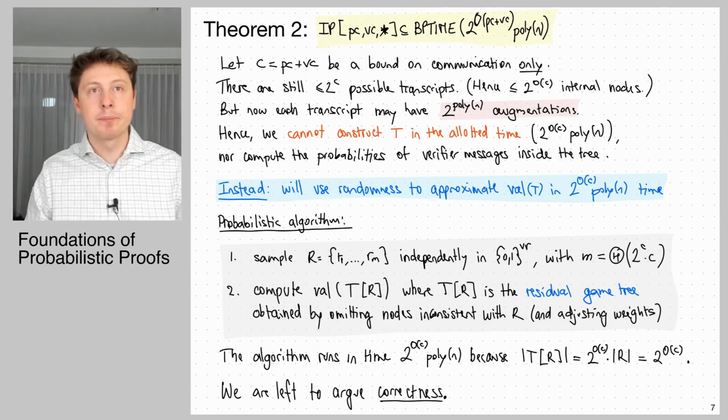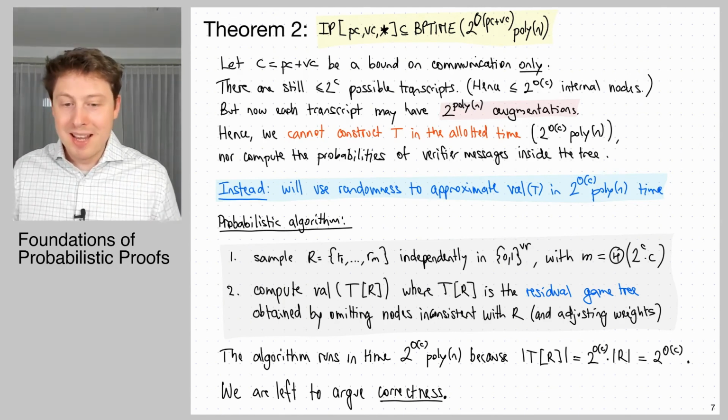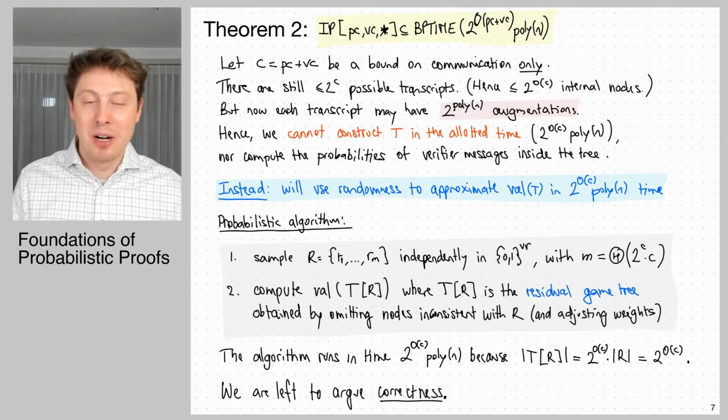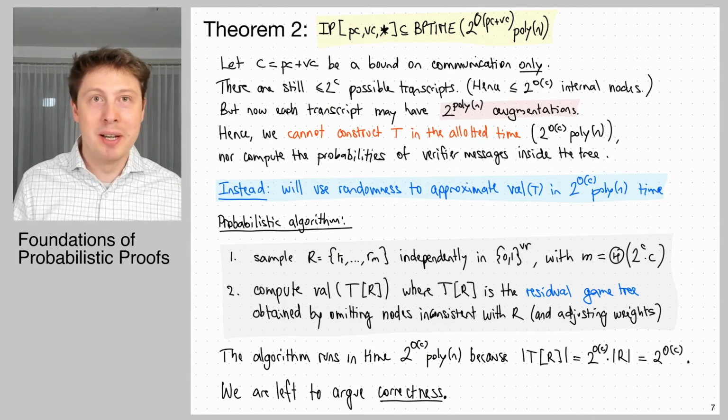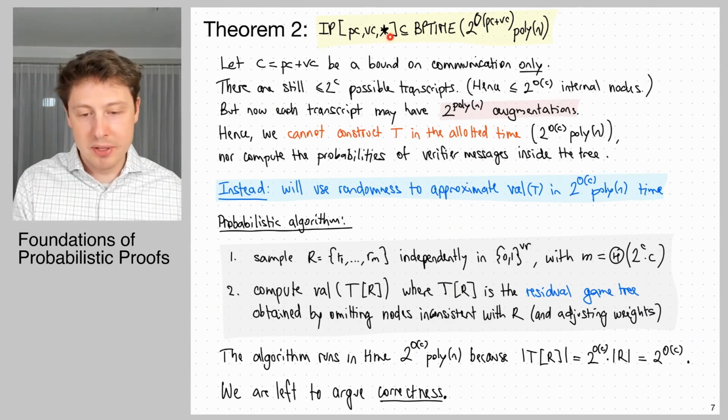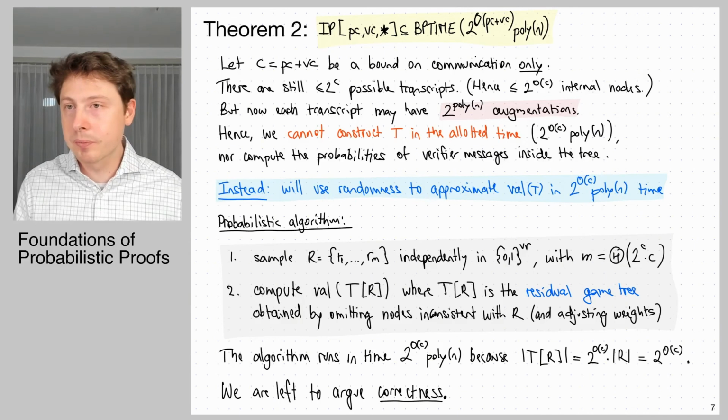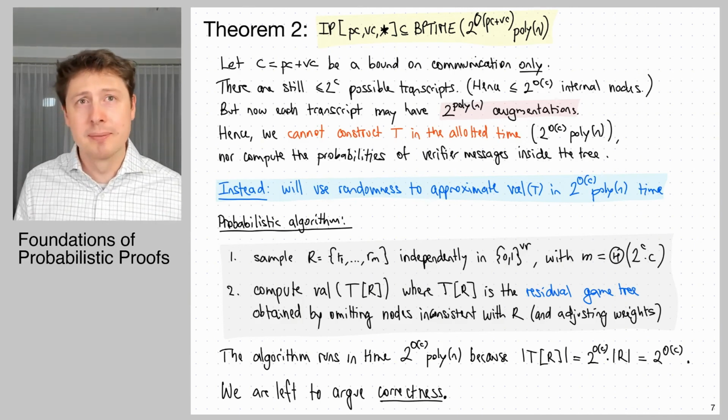And this was just theorem 2, where we said we're not going to pay attention to how much randomness the verifier is using. Are there questions?